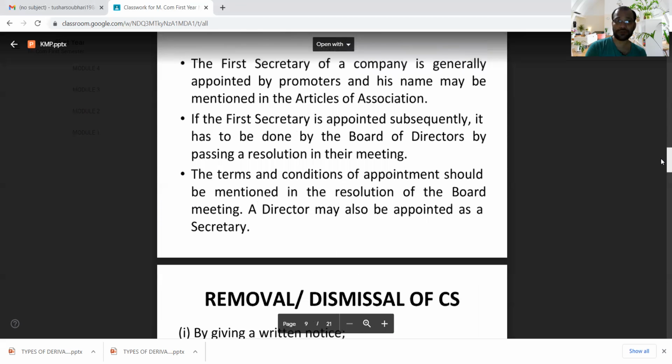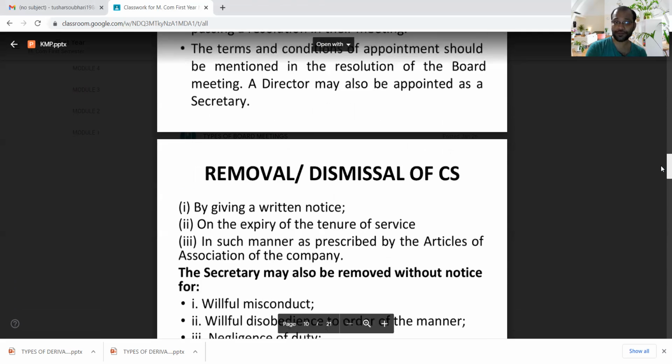Appointment of company secretary. The first secretary of a company is generally appointed by the promoters and the name shall be mentioned in the articles of association. If the secretary is appointed subsequently, it has to be done by the board of directors by passing a resolution in their meeting. The terms and conditions of the appointment should be mentioned in the resolution of the board meeting. A director may be appointed as a secretary too.